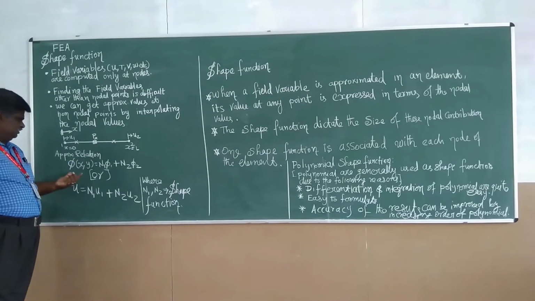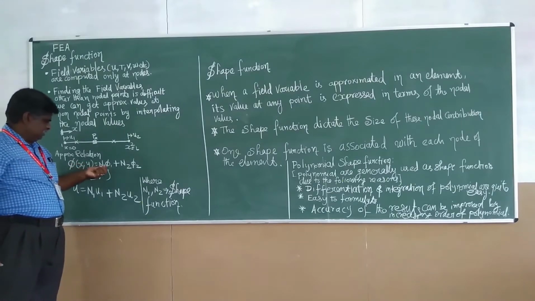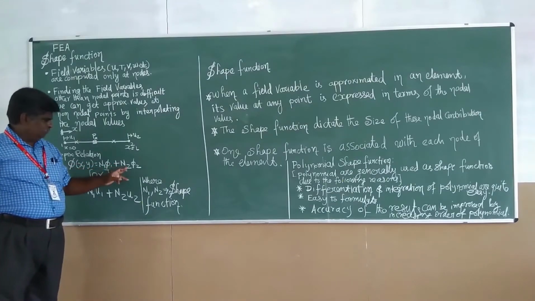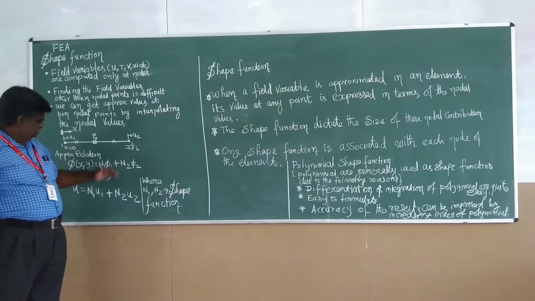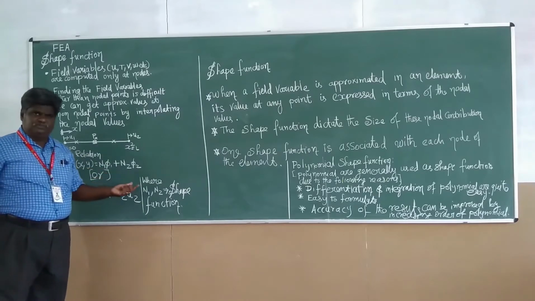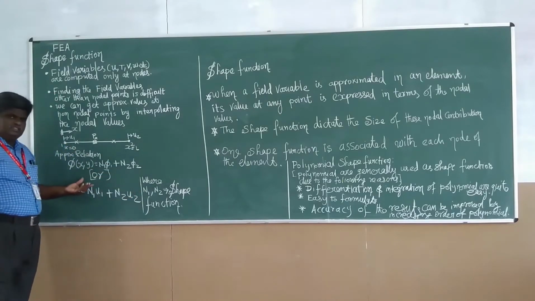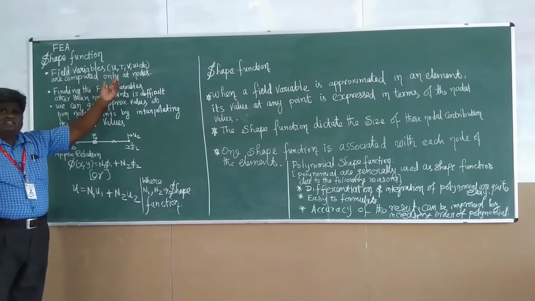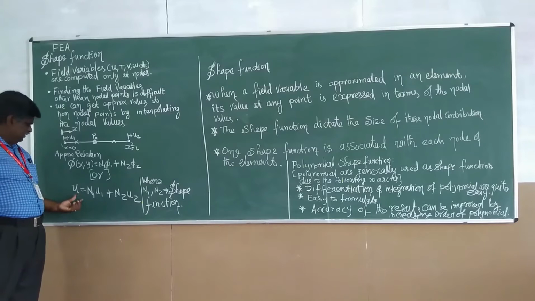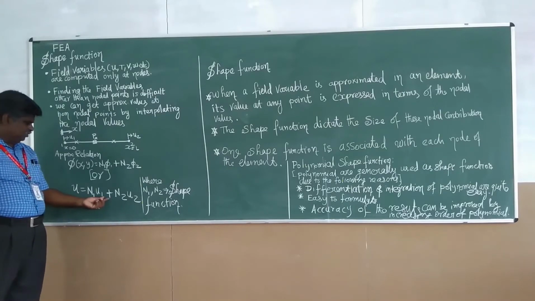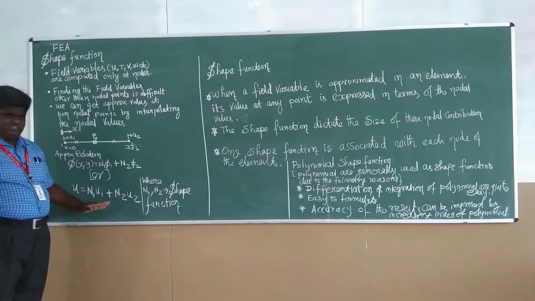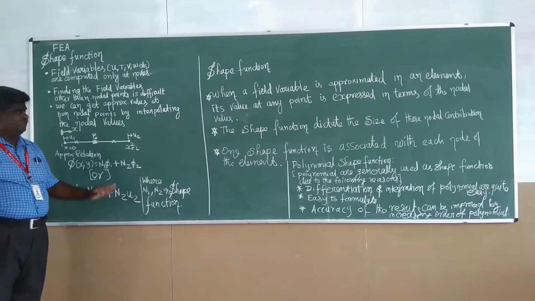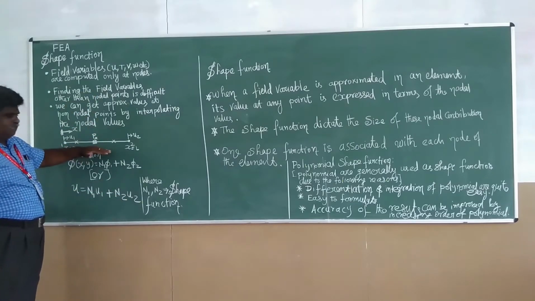Approximately, the notation is phi(x, y) equal to N1 phi1 plus N2 phi2. Here phi1 and phi2 are the field variables, and N1 and N2 are the shape functions. For example, in a structural problem the field variable is the displacement: u equal to N1 u1 plus N2 u2, where N1 and N2 are the shape functions, and u1 and u2 are the displacements of the linear bar element.